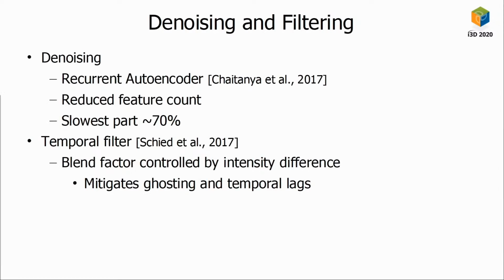For denoising, we use a recurrent autoencoder. We reduce the feature count to save some time on inference while still maintaining high quality, but still it's by far the slowest part of our pipeline. To improve temporal stability, we apply a temporal accumulation step from spatio-temporal variance-guided filtering. The blending is controlled by a pixel-wise intensity difference from the CNN output, which mitigates ghosting and temporal lags.